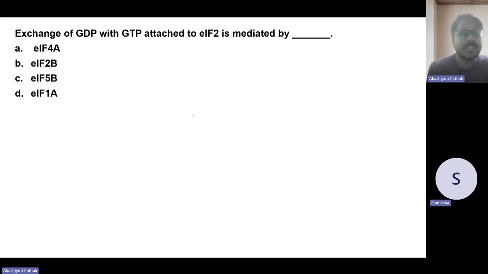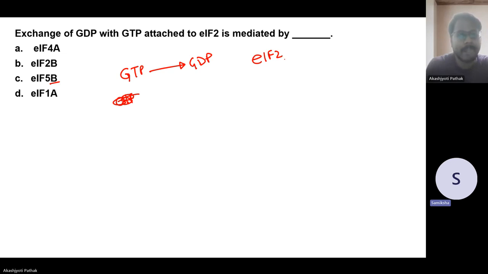EIF5B, what was the function of EIF5B? It was helping in the hydrolysis of GTP. It was breaking down GTP to GDP. Hmm. EIF5B, not EIF2. EIF2 was bringing the initiator tRNA to the P site, right? But EIF5B, what was its function? Sir, it was bringing the larger ribosome. Yeah, it was bringing the initiator tRNA. EIF2 was bringing the initiator tRNA.